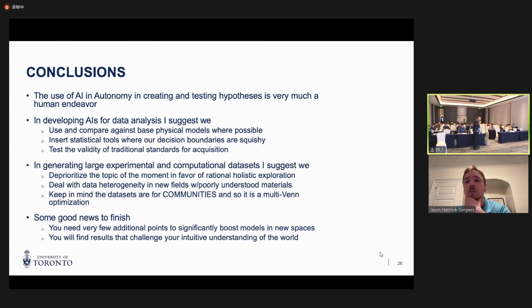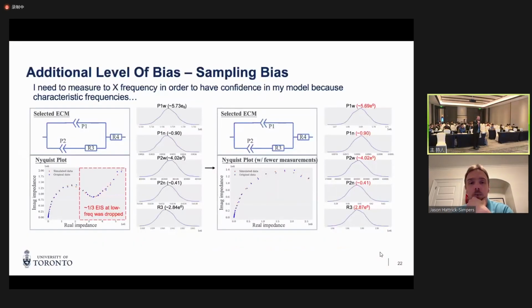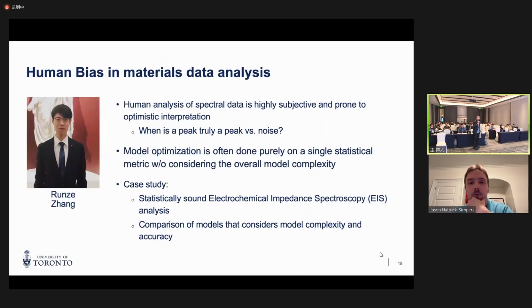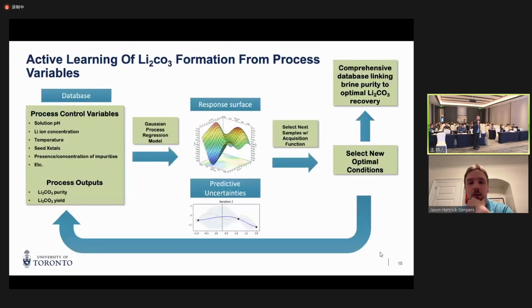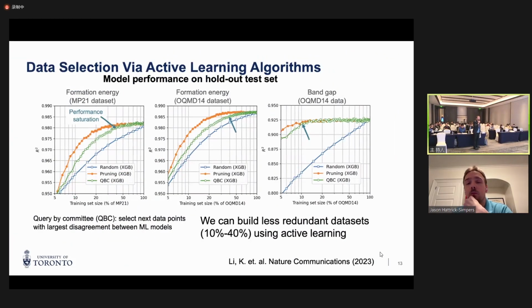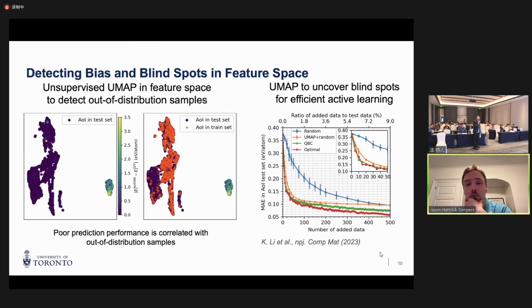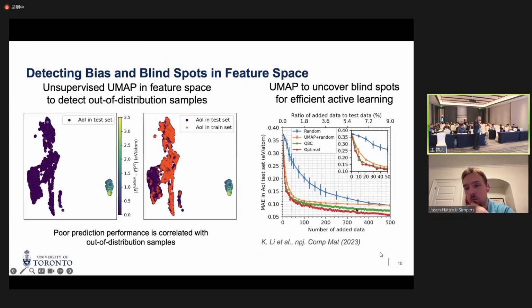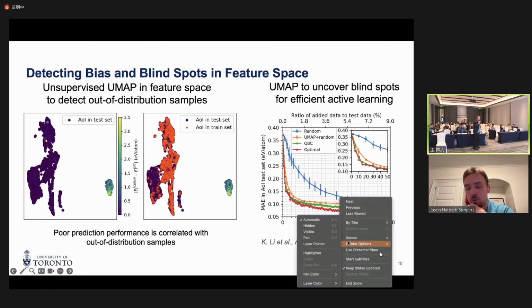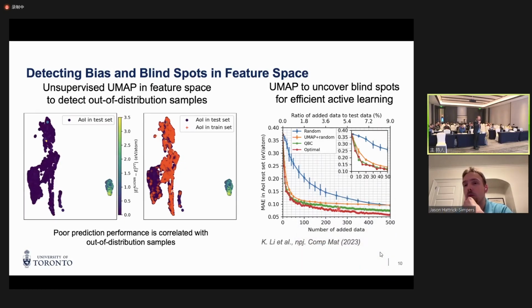So Jason, I have a question. When you compare the QBC, query by committee, it shows that with more data, there's still a little deviation from the optimized curve and the QBC curve. Not this one, the one before. Oh, this one. So this is the optimal. There's still a deviation from the QBC and the optimal one. So what's the reason for this?